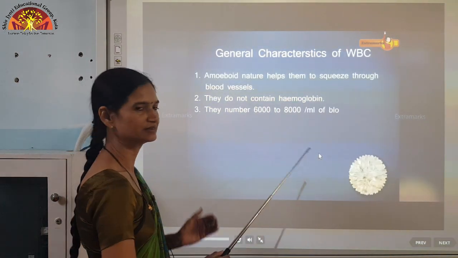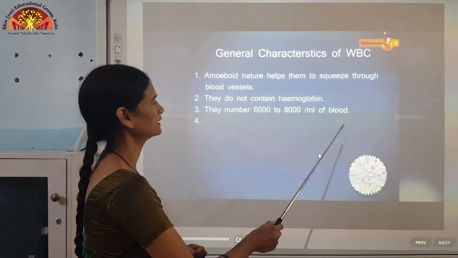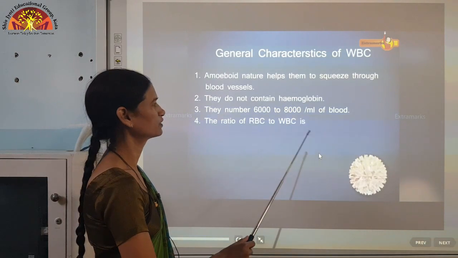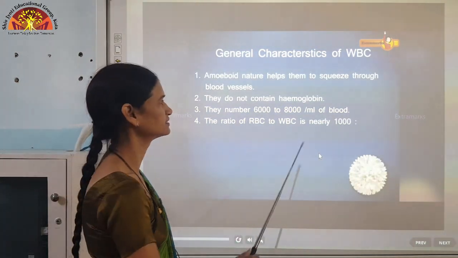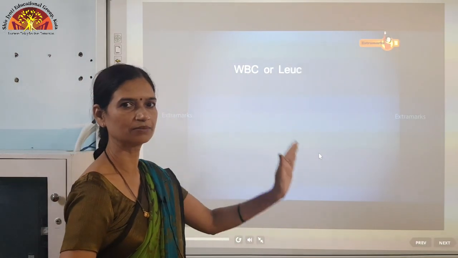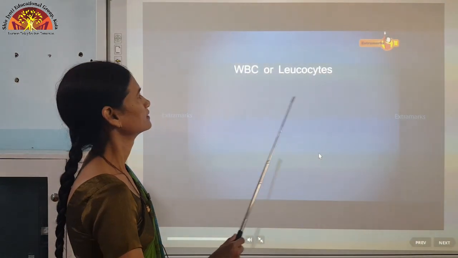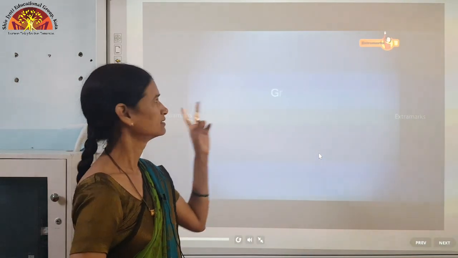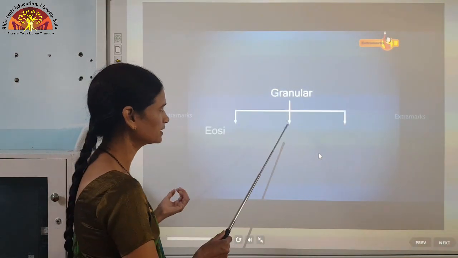Their number is quite less, 6,000 to 8,000 per millimeter of blood, and the ratio of RBC to WBC is nearly 1000 to 1. तो if RBC is 1000 तो WBC 1 होगा उस केस में. They are also known as leukocytes. Now they are of two kinds depending on their structure.